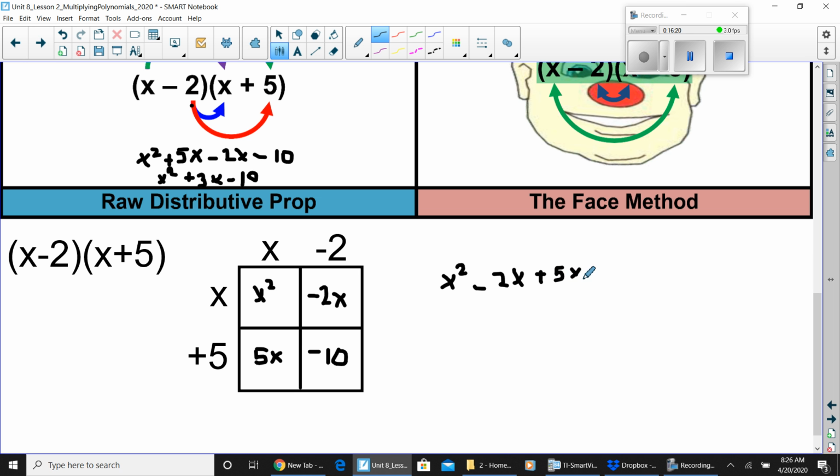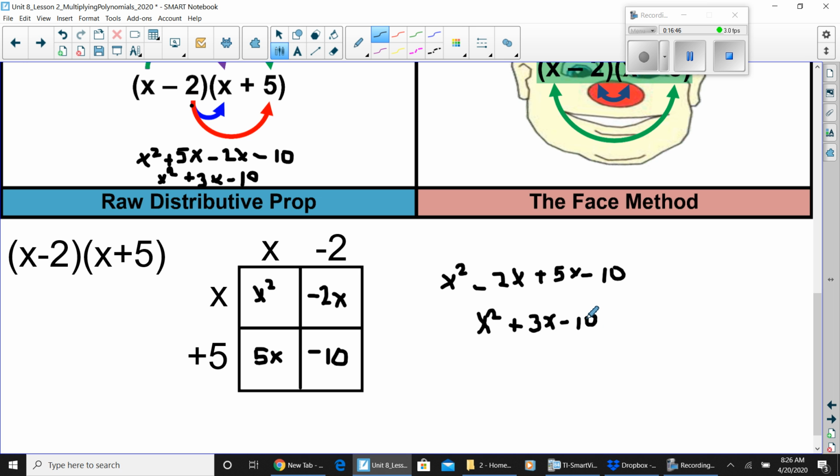And finally the -10. So you would get the same answer, x squared. You combine the like terms, which are directly in the middle. Sorry, I'm writing very sloppy here, just not on my board. And plus 3x, -10. I don't know if you like that way.